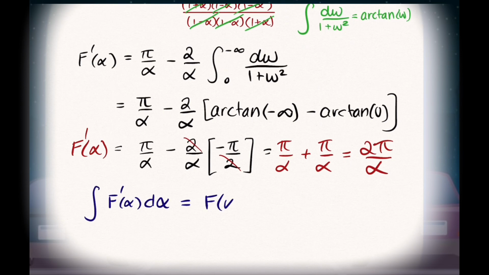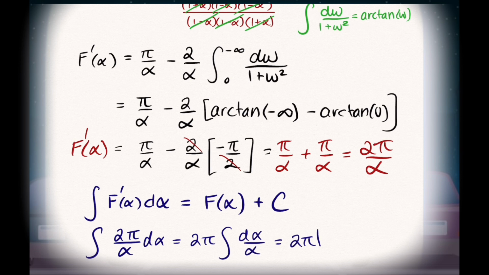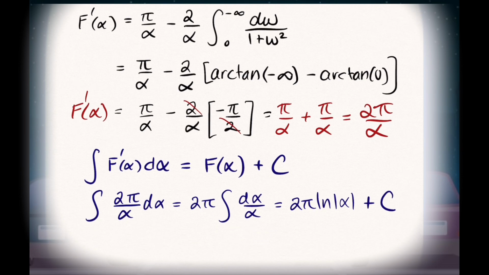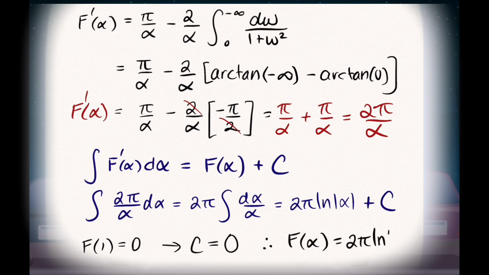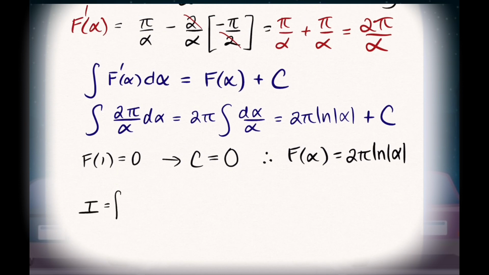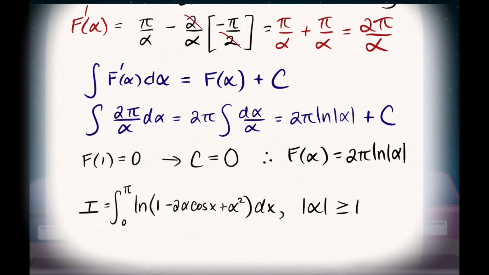It's a lot of work to get a simple answer, but it's going to pay off now. Finding the antiderivative of f prime of alpha will be f of alpha plus a constant c. And because we evaluated f of 1 equal to 0, that allows us to know that the constant of integration is 0, leaving us with f of alpha is equal to 2 pi natural log of alpha. And finally, since f of alpha was in fact the integral that we had originally tried to solve for, our original integral I is equal to 2 pi times the natural log of the absolute value of the parameter alpha.